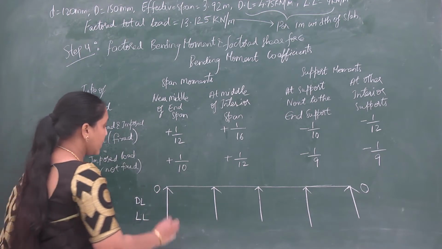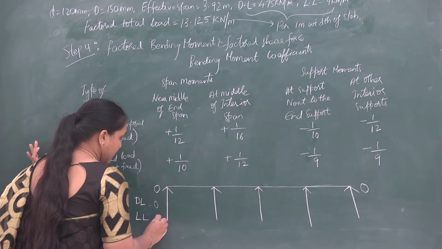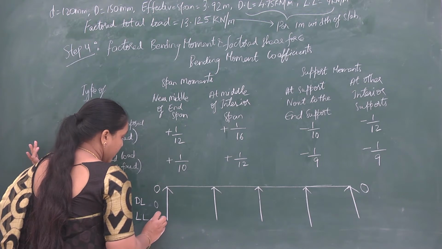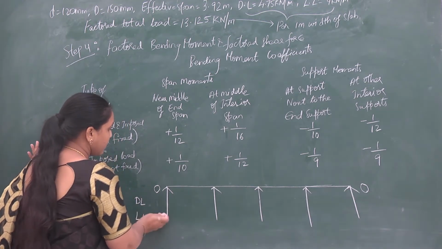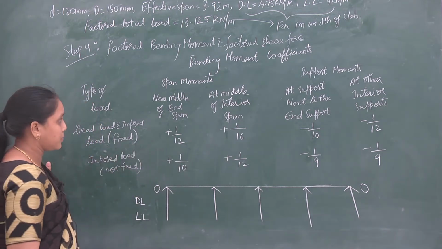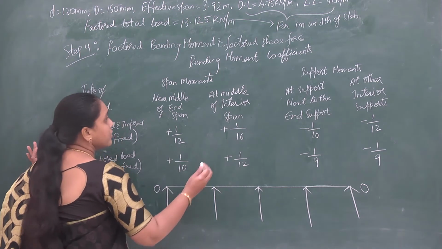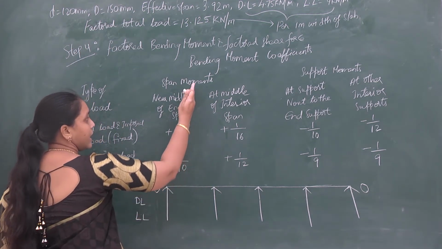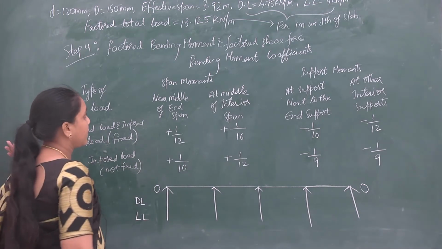Okay, now here it is 0, the dead load is 0 as well as the live load, everything is 0 here. So for that I have simply written it as 0. Now this is one span, isn't it? So first let us write down the bending moment coefficients for the span moments.